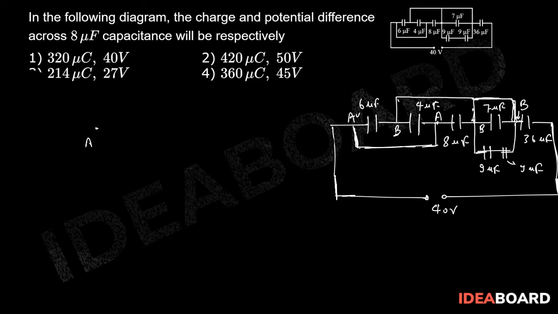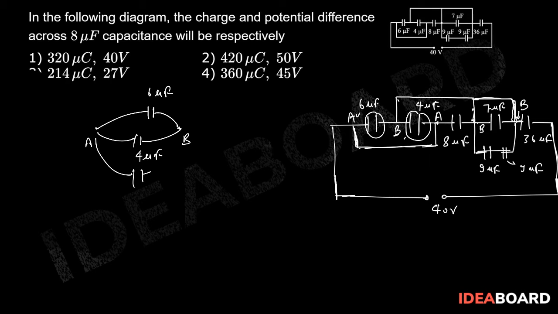Between A and B, we can see one capacitor, which is 6 microfarad, right? You can also see between A and B another capacitor, which is 4 microfarad, correct? And between A and B another capacitor, which is 8 microfarad, right?